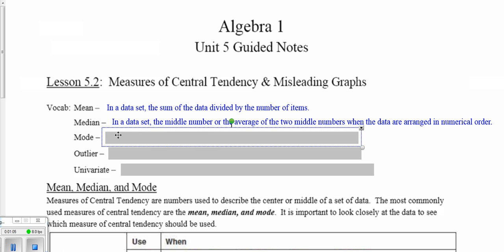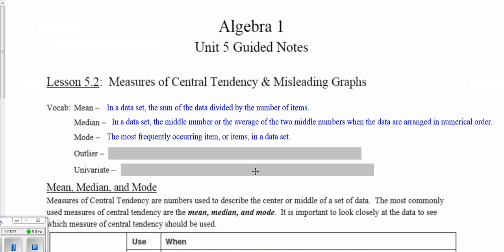Mode. This is what's called the most frequently occurring item or items in a data set. You can have more than one mode. If you have like 12 different things and 3 of those things happen twice, and that's the most that anything occurs, you would have 3 different modes. That is okay. So mean, median, and mode are our measures of central tendency.